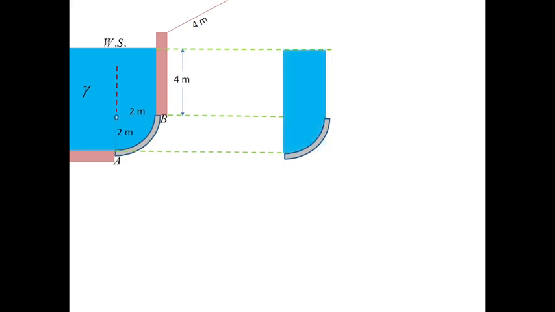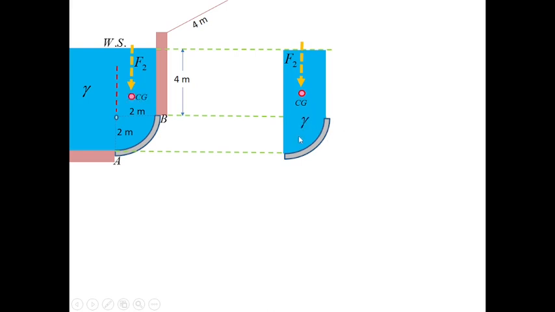Now, let us consider F2. For F2, we consider this curve AB, which has liquid above it. So, this is our F2, the vertical component. Take note, this is case 1, case 1 of hydrostatic force on a curved surface. F2 is acting downward, through the center of gravity.